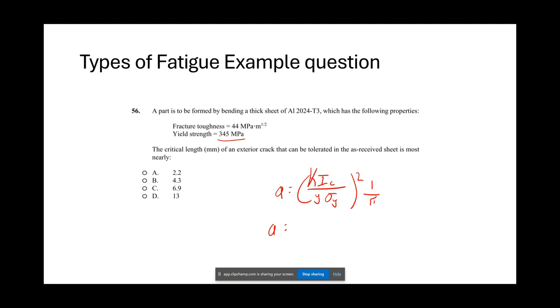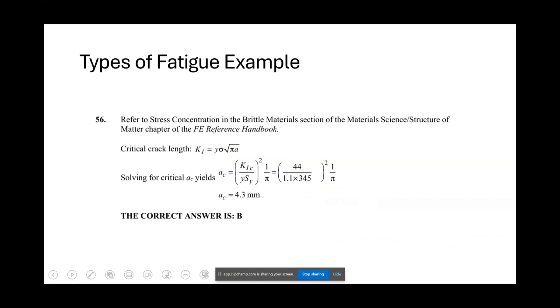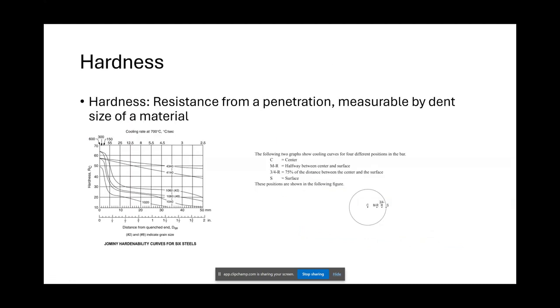This is supposed to be K, so this would be 44 over the 1.1, which would be unitless, times 345 squared over 1 pi. You do all the math for this, you should get something around 4.3 millimeters. You want to be careful for the units right here, and this is what you should get as the answer. Let's see how we did. Perfect.